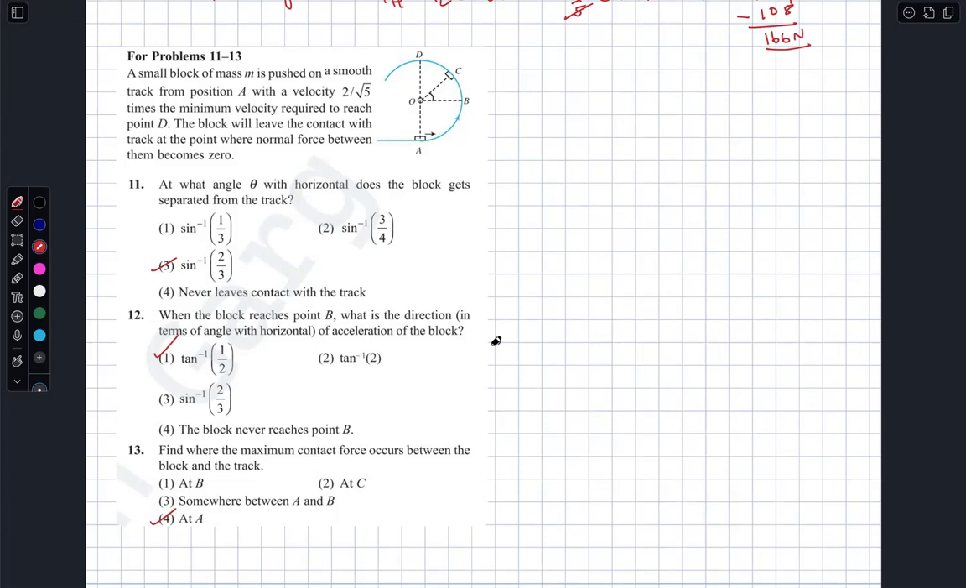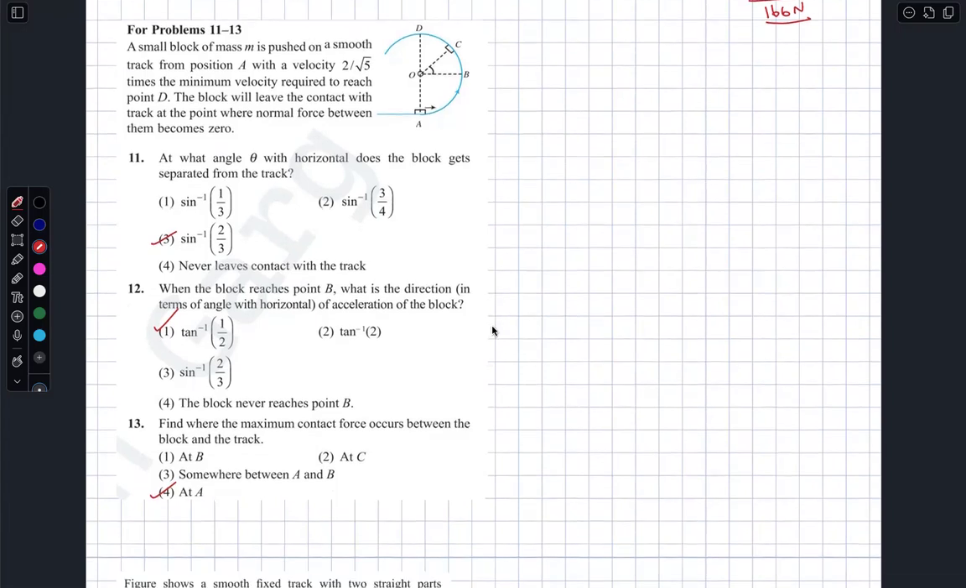Right. Small block of mass M is pushed on a smooth track from position A with a velocity of 2 by root 5 times the minimum velocity required to reach the point D.